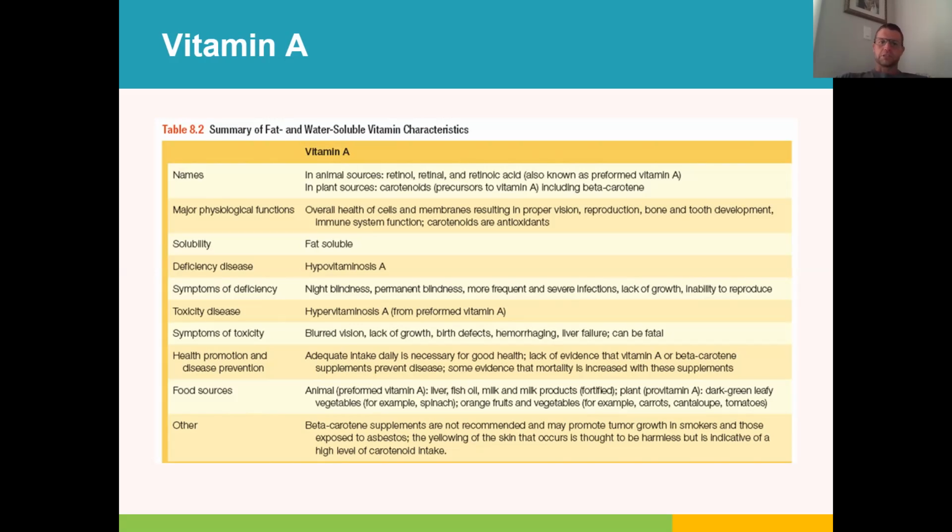Major physiological functions: overall health of cells and membranes, resulting in proper vision, reproduction, bone and tooth development, immune system function, and carotenoids are also antioxidants. It is a fat-soluble vitamin. If you do not have enough of it, they call it hypovitaminosis A. Symptoms of this, again, remember we talked about vision, night blindness.